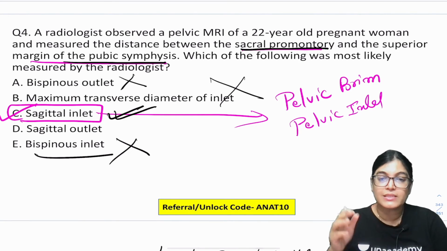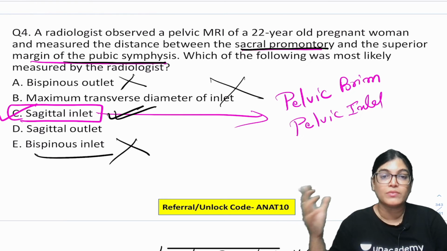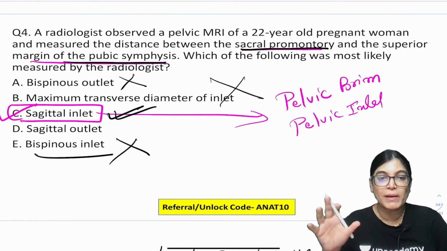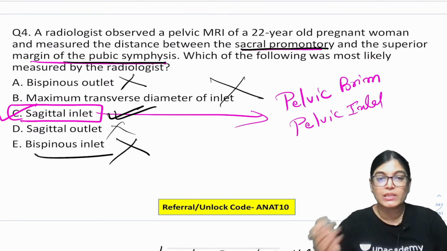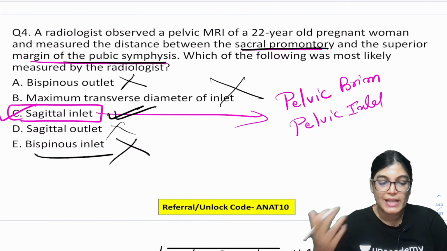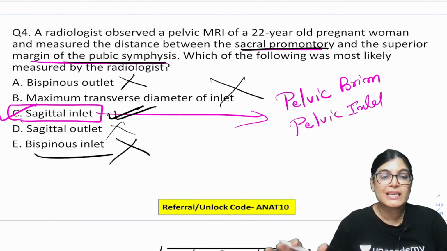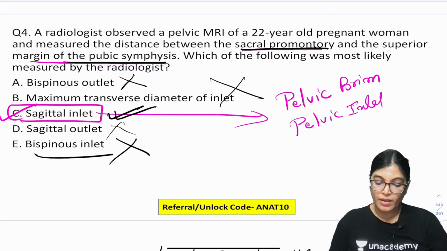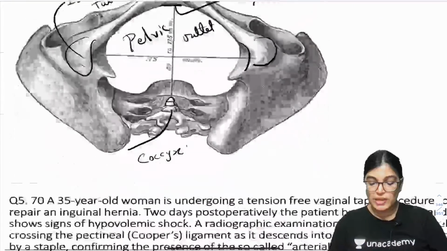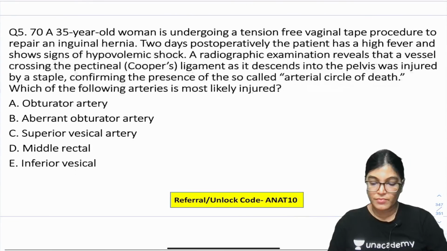Maximum transverse diameter is the greatest dimension of the whole pelvic cavity. It has nothing to do with the pelvic inlet. Outlet is especially not the correct answer, as we have just seen that the coccyx lies posteriorly in the outlet. So C is the correct answer. Now let's move on to the next question, number 5.